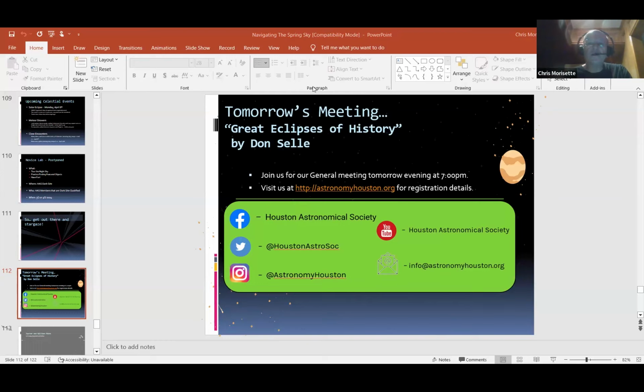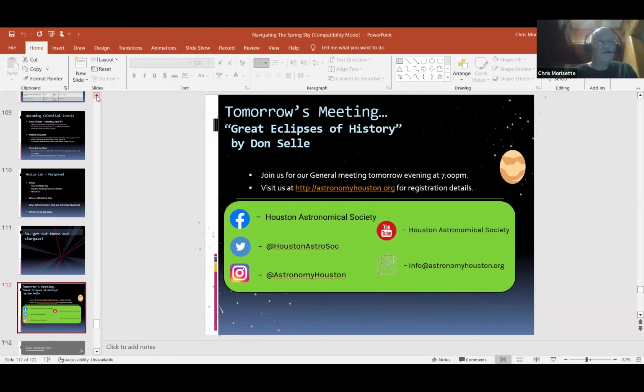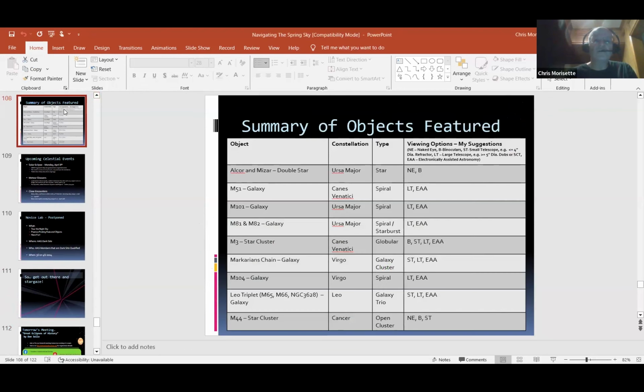Let's see what else. Will you identify the power of scopes you need to see the items you have shown us tonight? Yeah, that is a good question. And that's by, let's see, that's by Peter. So Peter, let me go back up a couple of slides. Let me go here to my chart.